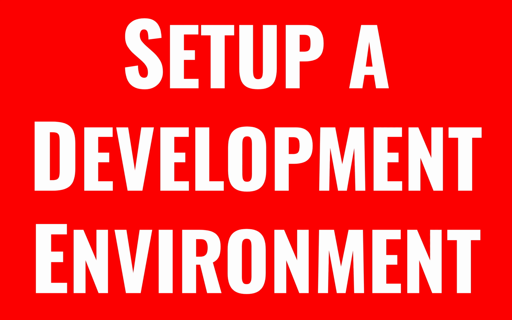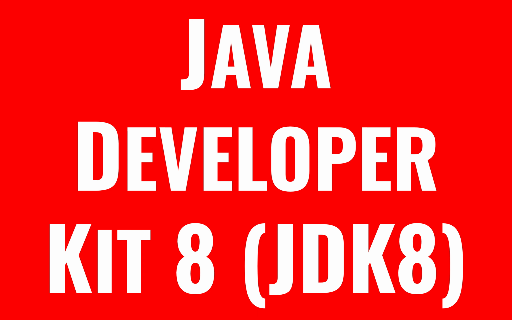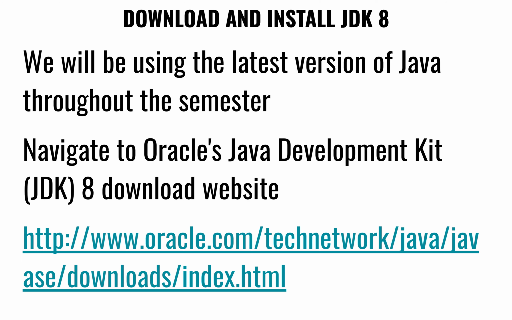Let's talk about setting up the development environment. First of all, for our middle tier, we'll need Java, and you probably already have it installed on your machine. Download and install the JDK 8. You can download it from Oracle. It might ask you to open up an account with Oracle, and go ahead and download the JDK.